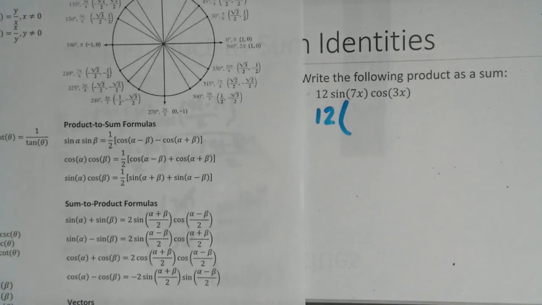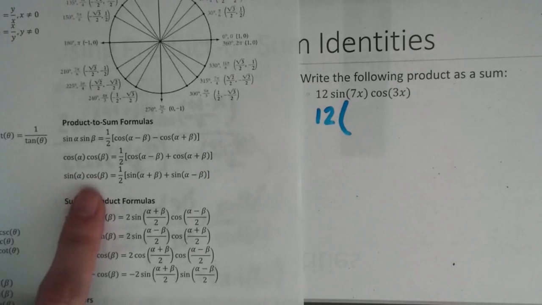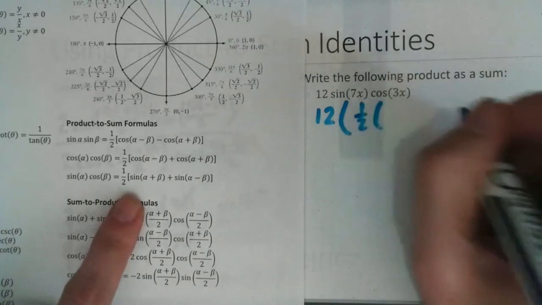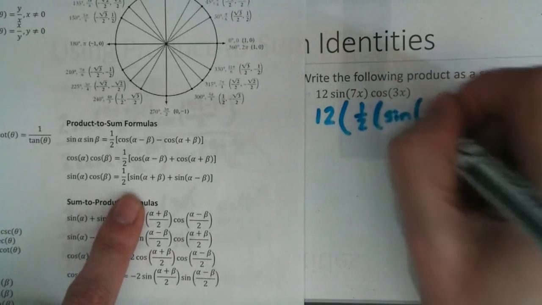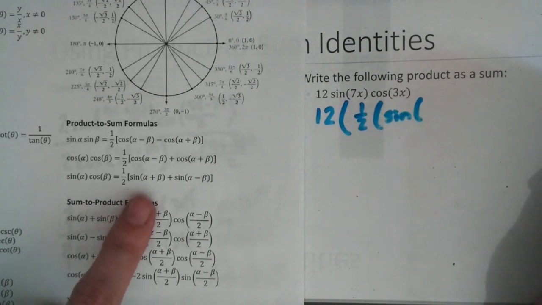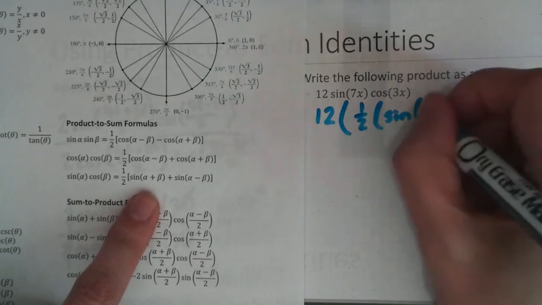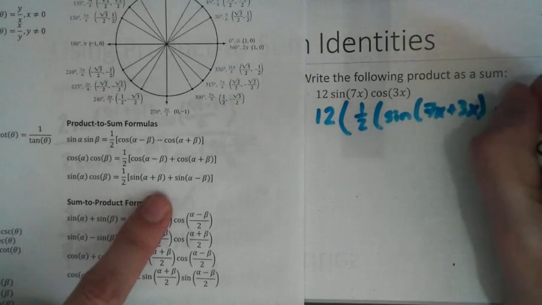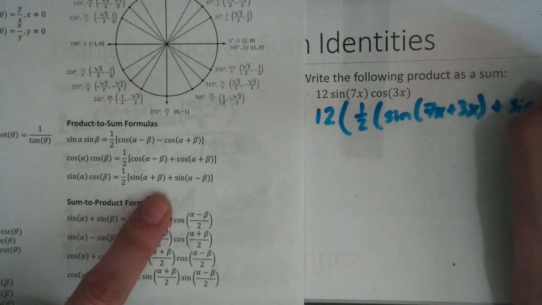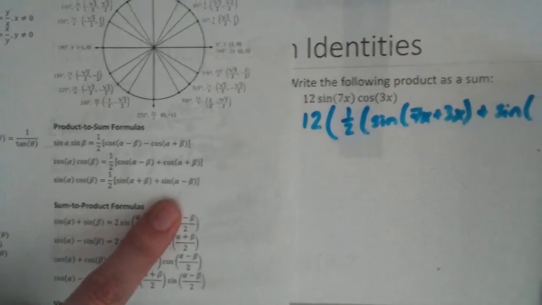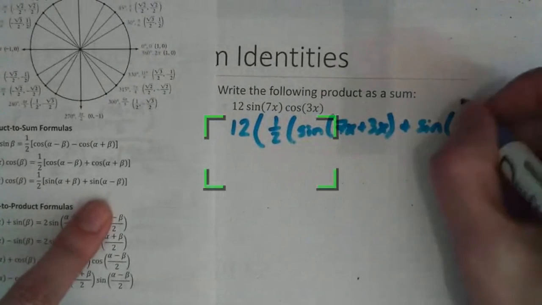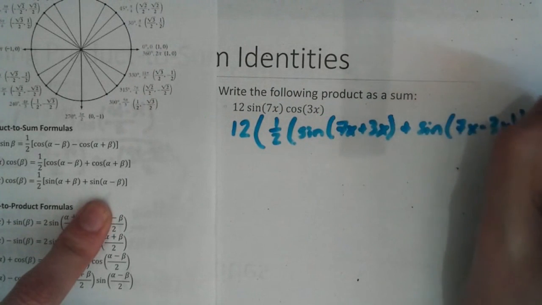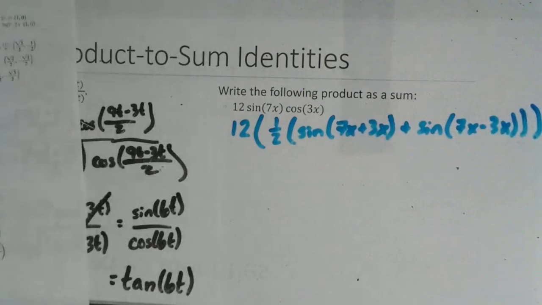So I want to take the sine times the cosine. That's this bottom one. So I'm going to get 1/2 times the sine of, lots of parentheses here. It says to add the two together. So 7x plus 3x. Now add to that the sine of, they say to subtract them, 7x minus 3x. Get to close that, close that, close that.